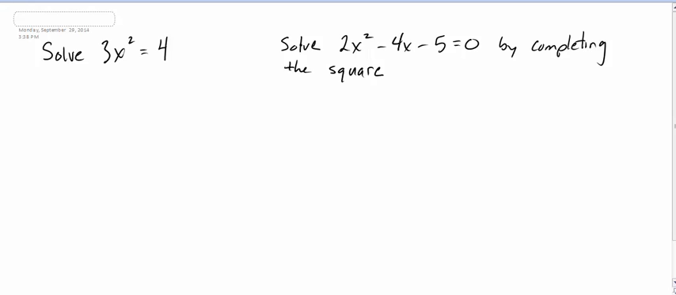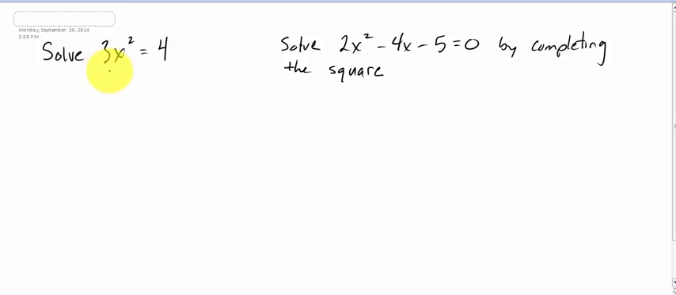So we're going to blow through a few quadratics here. Should be stuff that you know, but maybe you forgot some things along the way. So we're going to solve this one here. 3x squared equals 4. What do we do? Well, there's a number of ways to solve quadratics.